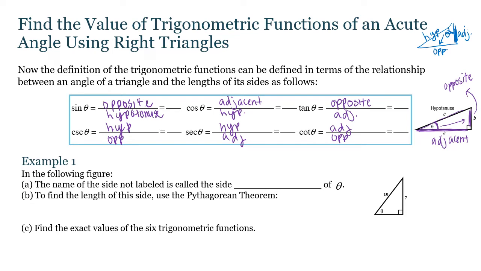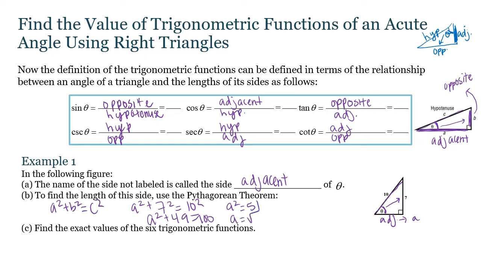So for the side that's not labeled, if this was our angle, there's your hypotenuse, this is the opposite side, and this is known as the adjacent side, because it's touching the angle but it's not the hypotenuse. We can figure out the value of that side. Remember, a squared plus b squared equals c squared for a right triangle. I'm going to call this missing side a. We don't know a, but we do know b squared. b is the other leg, and c equals 10. So we get a squared plus 49 equals 100. So a squared equals 51, so a equals the square root of 51.